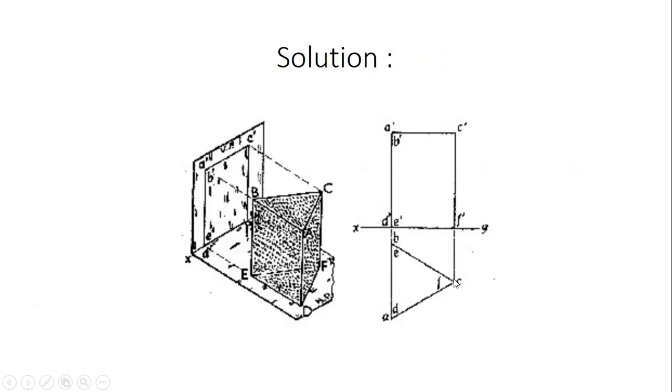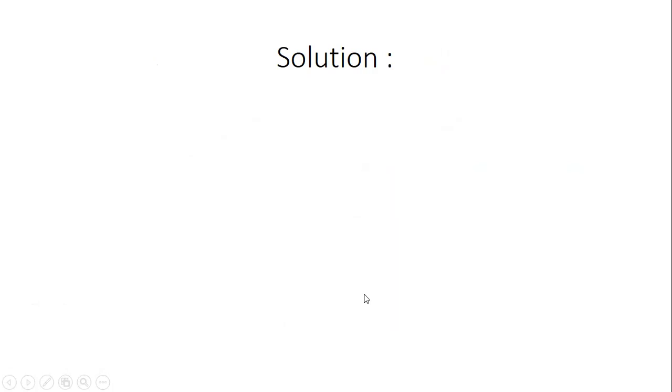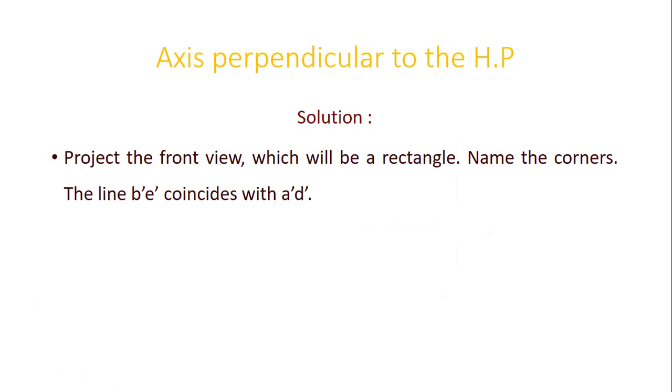Now from A, B, and C, draw vertical projection lines up to the XY line. Then from XY, we need to draw the front view. The front view looks like a rectangle. How do we view the front view? In the horizontal direction. When you view from the front, the rectangle DEFCA is completely visible, whereas EFBC is the invisible edge. So draw the rectangle. This is the required front view and top view of the solid object in orthographic projection. You can see the steps here: project the front view, which will look like a rectangle, and name the corners accordingly.